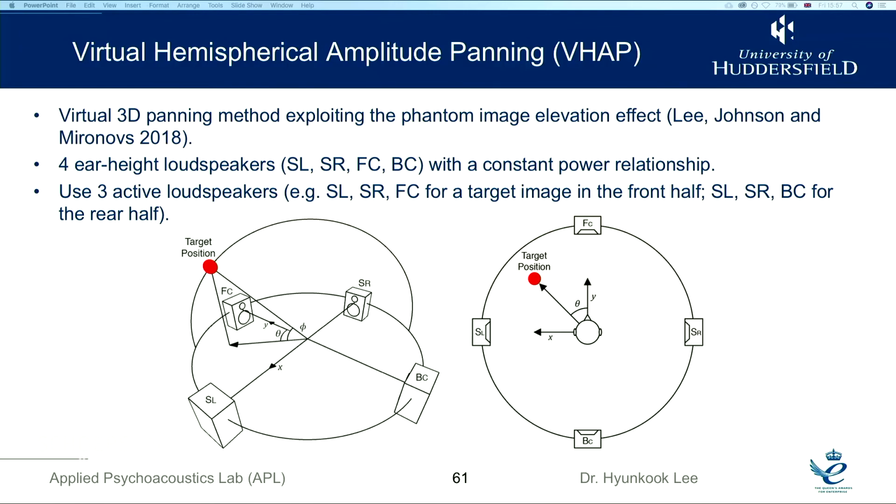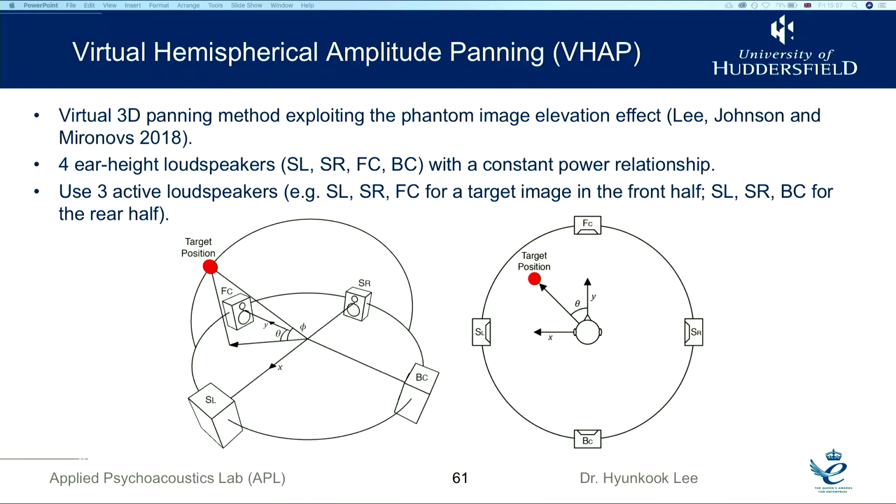And there's even a new panning method we came up with using this effect. If you have two side-by-side speakers and apply amplitude panning between them, the image doesn't pan like this, it goes like this, in an arc shape. Then you introduce a center speaker, and you can pan it like this. So you can actually create virtual Auro-3D or whatever speaker format in this case.